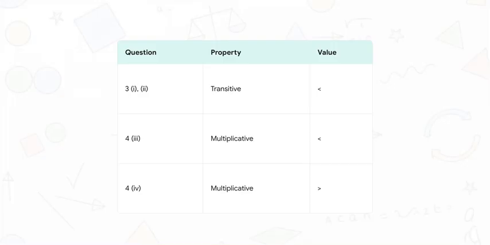Okay, questions 3 and 4 deal with inequalities. Question 3, part 1, says if 5 is less than 8 and 8 is less than 10, well then 5 absolutely must be less than 10. That's our transitive property shining through. And part 2 follows suit.